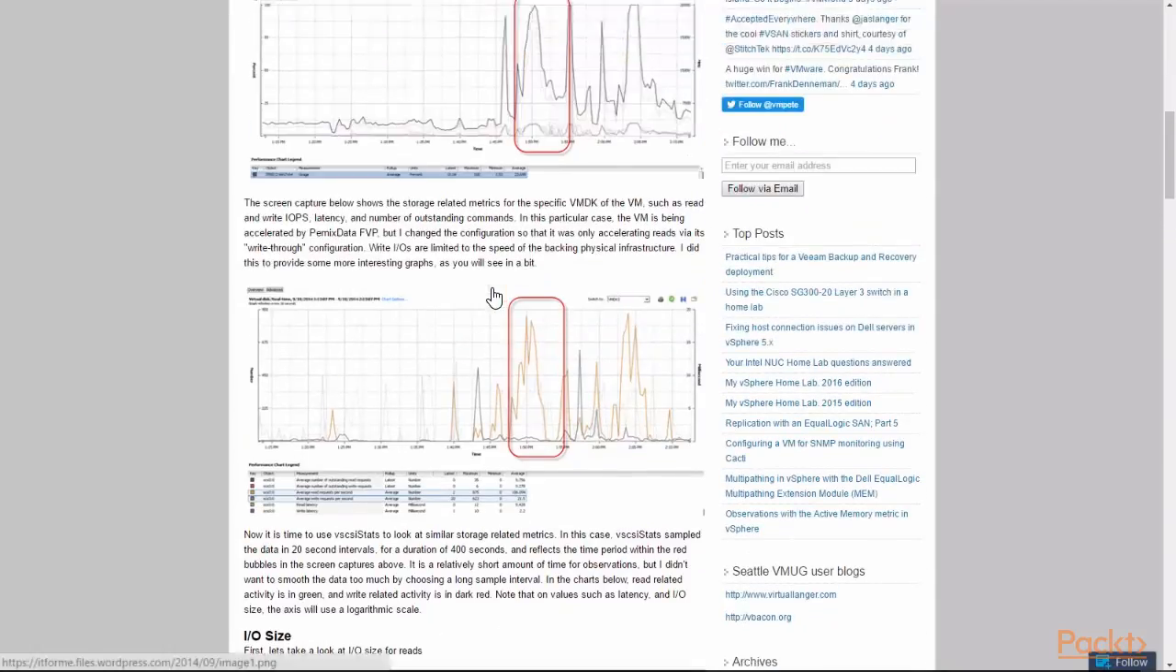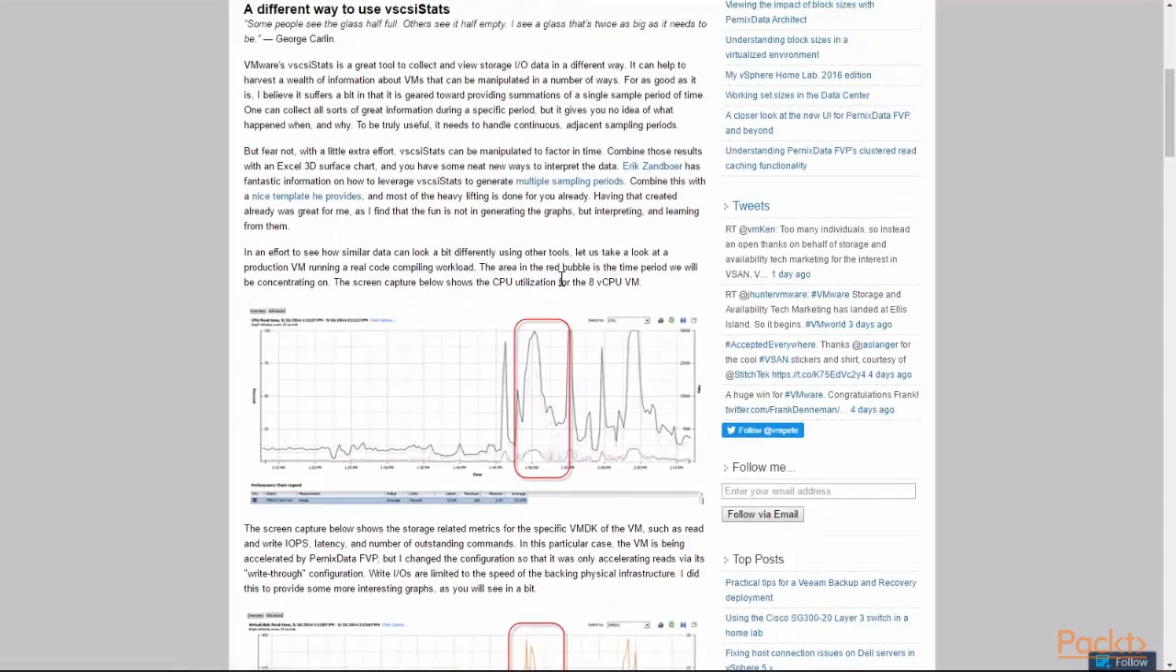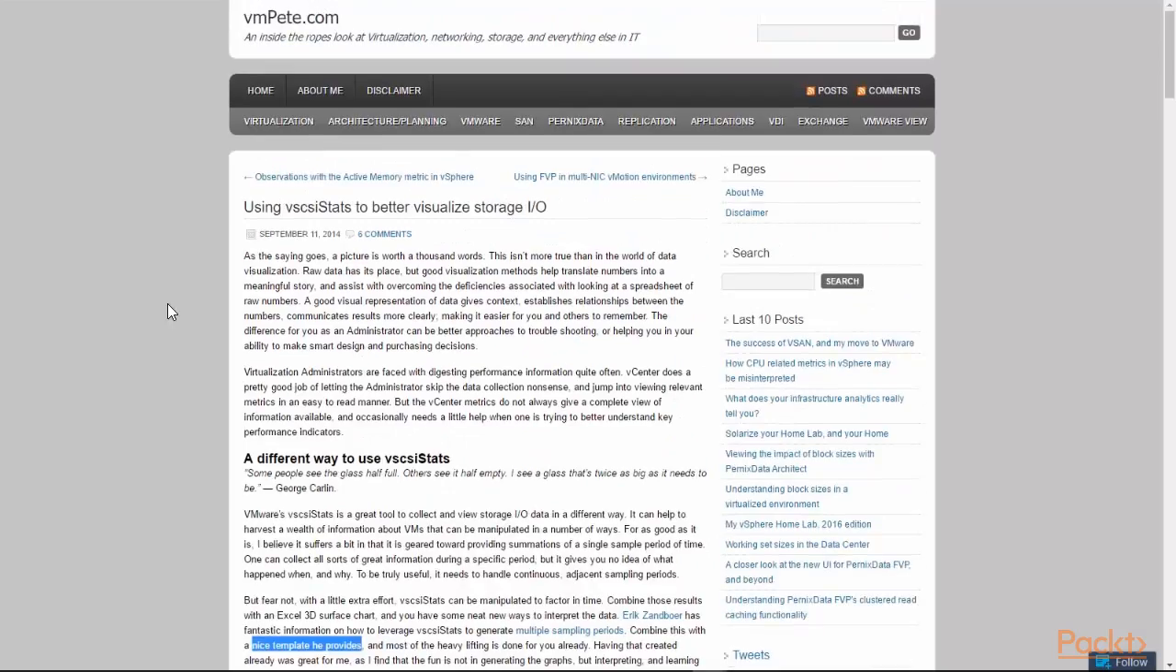And this site also has some really interesting other links, such as this one, for how to leverage vscsiStats to generate multiple sampling periods and so on. And then of course there are some nice templates that are also available there as well. So I would highly recommend that you look at this site vmpeat.com to be able to better visualize the storage I/O information that you get out from vscsiStats.